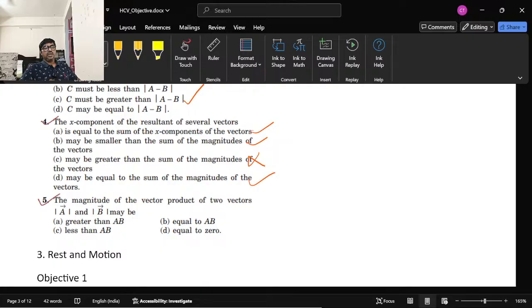Next, the fifth question. The magnitude of the vector product of two vectors A bar cross B bar would be A into B into sine theta. Greater than AB? You can't have that. AB sine theta, so it should be less than or equal to AB. When is it equal? When sine theta is 1. Otherwise it is less. So greater than AB is not possible. May be equal to AB, may be less than AB, may be 0 also when theta equals 0 or 180. So the answer is B, C, D.